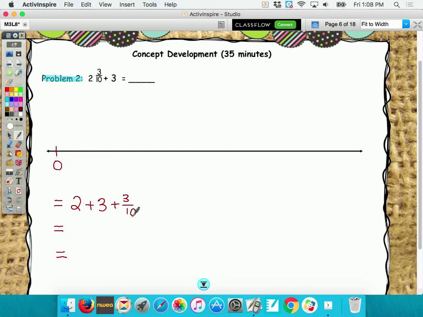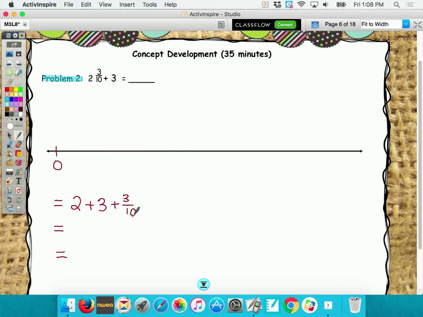I said, I know that, but that's not what we're doing. We're showing this problem on a number line. Now, do you remember what property of addition tells us that we can move these numbers around and it will not affect our answer? What property is that?